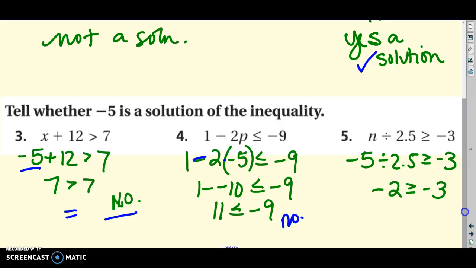Careful here with your negatives. I got a -10, and then minus a negative actually turns into adding. And then this one, I get -2 is greater than or equal to -3. Yeah, it's closer to 0. So yes, it is a solution here.